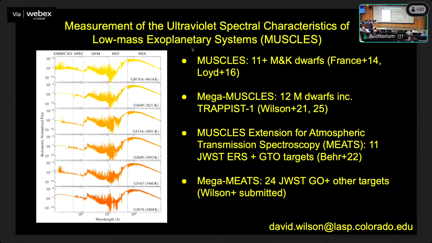So we moved on to the MUSCLES extension for atmospheric transmission spectroscopy, or MEATS. These 2 programs are trying to observe all of the exoplanet host stars that JWST observed in cycle 1, so 11 JWST ERS and GTO targets, and then more than 20 JWST GO targets. That took a while. You see, only cycle 1 took us this long to get them all done.